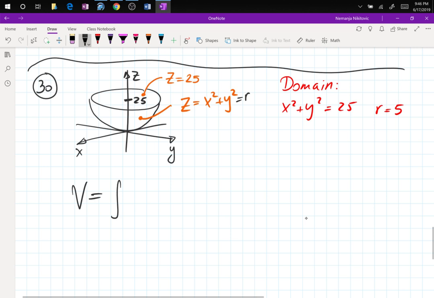We can write the volume integral right now. We have z, r, theta. So z goes from the bottom, which is r, to the top, which is 25. The radius is from 0 to 5. And I want the full shape, full circle, right? 0 to 2 pi. Isn't x squared plus y squared equal to r squared? They both turn into r squared. Oh, yes, you are right. Yes, r squared. Thank you.